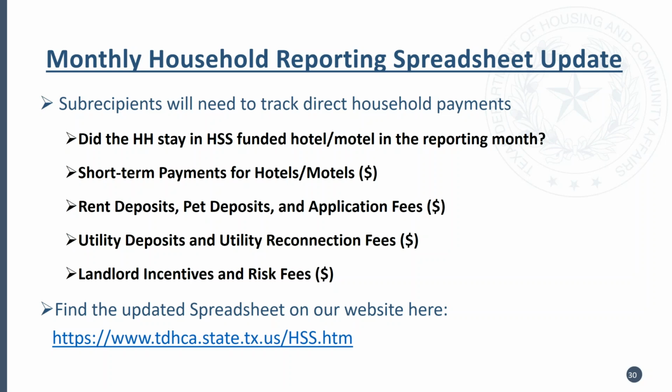Other things that are direct household payments are going to be rent deposits, pet deposits, and application fees, utility deposits and utility reconnection fees, and landlord incentives and risk fees, right? So these are the things that are direct household payments. And if it's not one of these things, it's going to be a general HSS program expense, right? So that's the rule once again. If you're asking, is this an HSS expense or is it a direct household payment? If it's not one of these, it is an HSS expense, right?